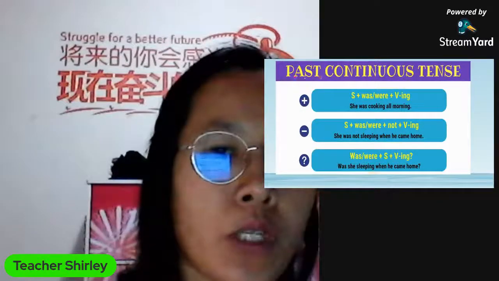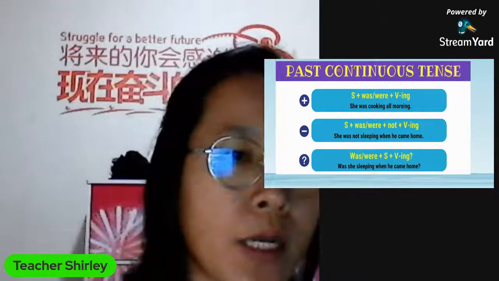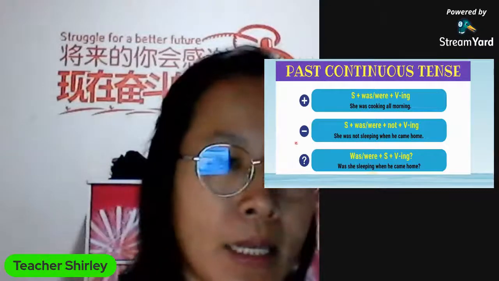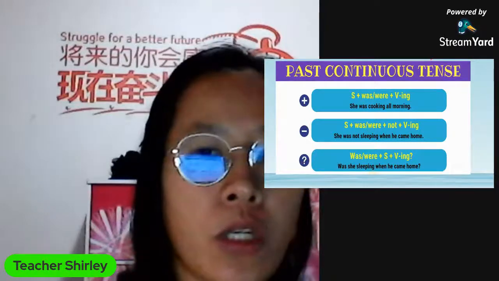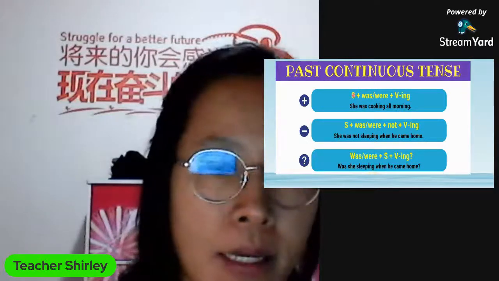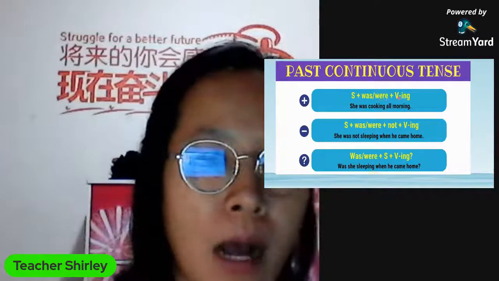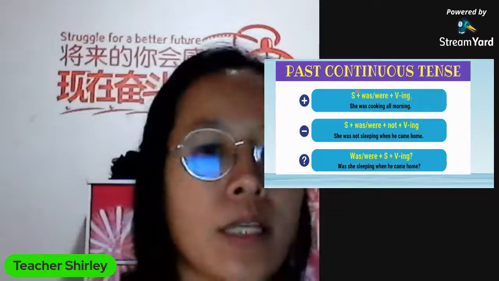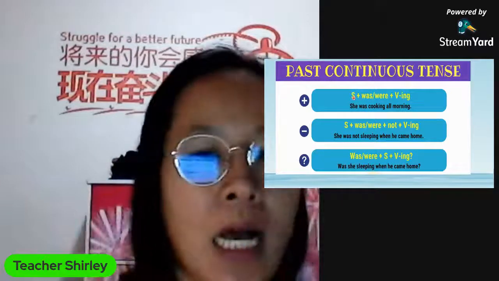Okay, for past continuous tense, we also have 3 types. Remember, we need to learn the positive, negative, and question form. Okay, so for past continuous tense, you need to have subject in the front. After that, followed by was or were, plus verb ing. Okay, so subject, you can have I, you, he, she, it is called as subject.